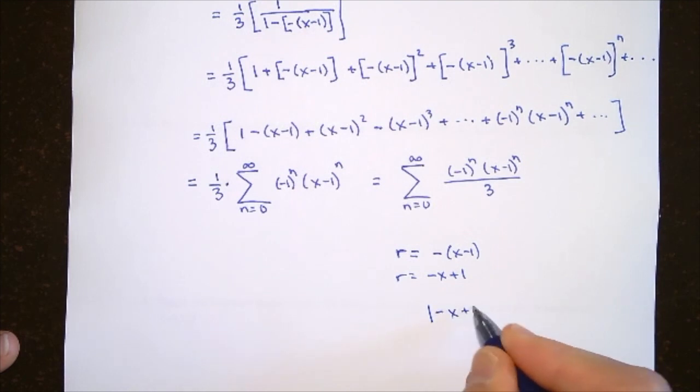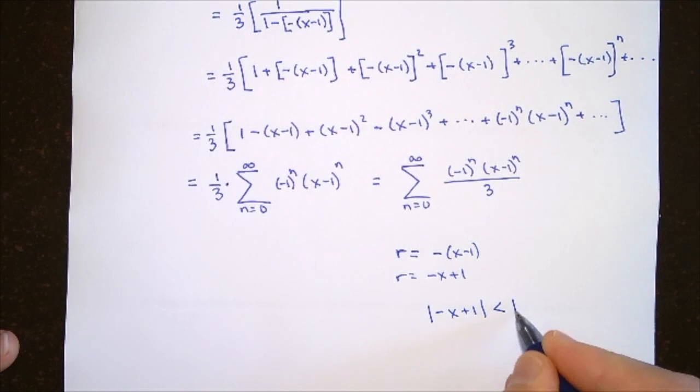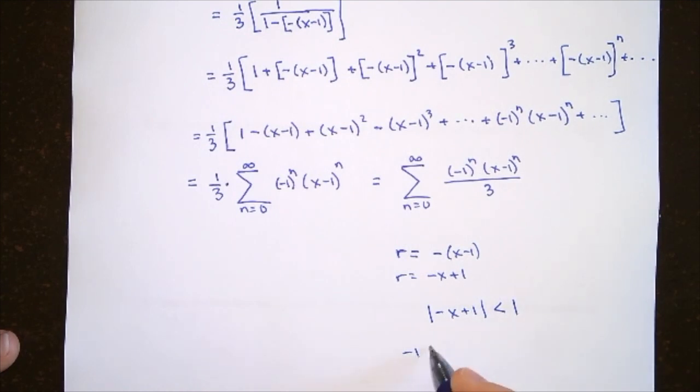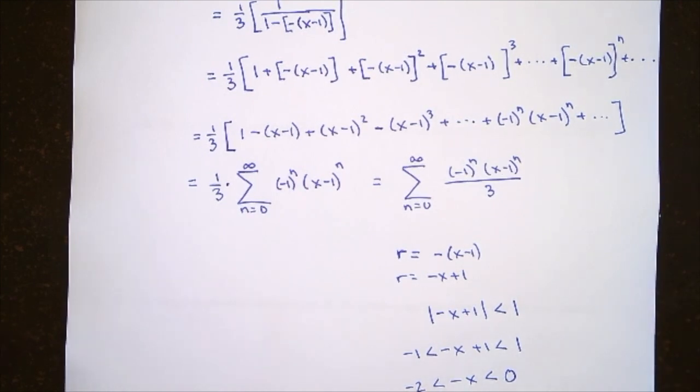So the absolute value of r, which is the absolute value of negative x plus 1, has to be less than 1, which means negative 1 has to be less than negative x plus 1, which has to be less than 1. Subtracting 1, we get negative 2 is less than negative x, which is less than 0. Dividing by a negative will change the direction of the inequality, so we're going to have 2 is greater than x and greater than 0, which means 0 is less than x, less than 2. So it's the same interval of convergence as the last problem.